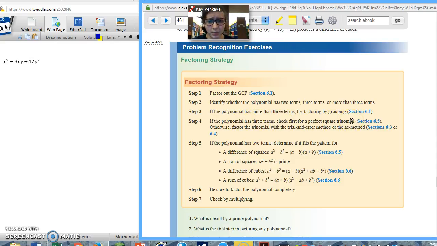Now this is not a perfect square trinomial, because then the first term and the last term would have to be perfect squares, and the second term would have to be 2 times the square root of the first term and the last term multiplied together. But the last term is not a perfect square because 12 isn't a perfect square. So it's not a perfect square trinomial. So it says otherwise, factor the trinomial with the trial and error method or the AC method.